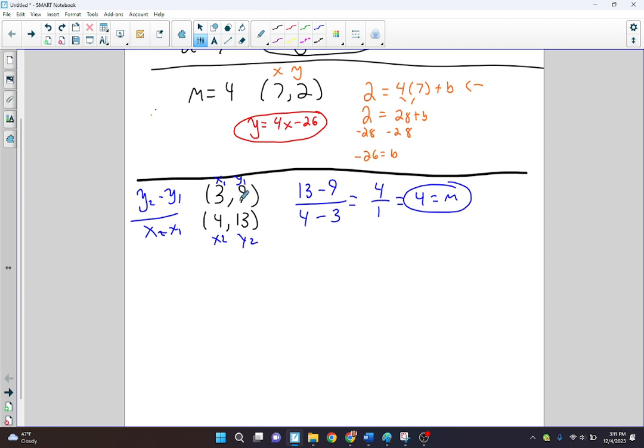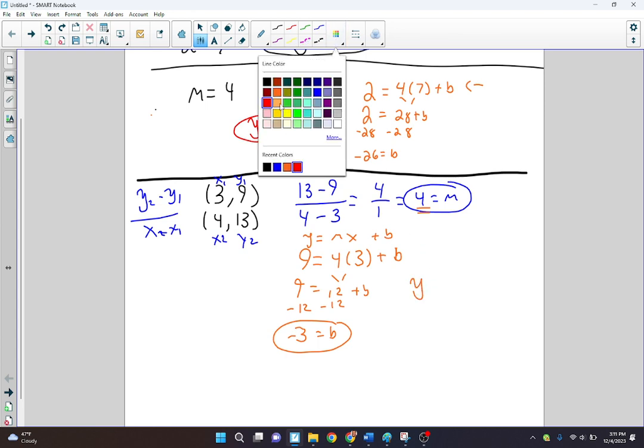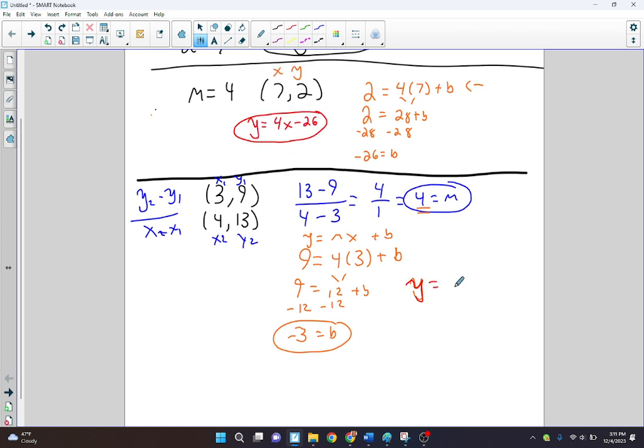I have a y and an x. I'll use the top one. If you use the bottom one, you'll still get the right answer. So 9 equals 4 times 3 plus b. Remember, it's y equals mx plus b. And I found the m over here. So 9 equals 12 plus b, minus 12, minus 12. Negative 3 equals b, which means my final answer that I have to write down is y equals 4x minus 3.